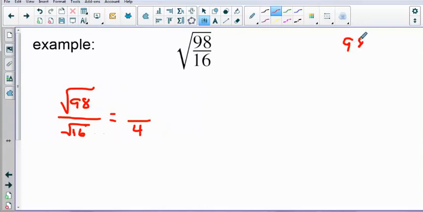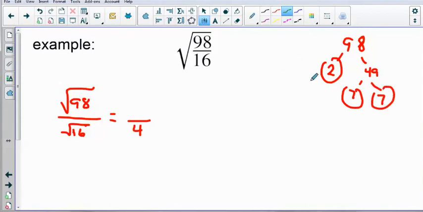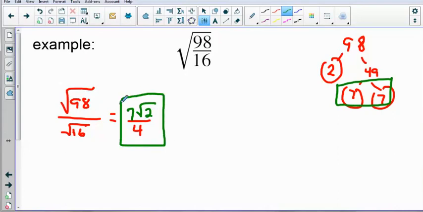98, I wasn't quite sure, so I break it down, and 98 is 2 goes in, and it goes in 49 times. 2 doesn't work, 3 doesn't work, 5 doesn't work, 7. 7 does work, and that ends up being 7 times 7. Looking for a group of 2, and there they are. And so the 7 comes out, and the 2 stays under, and there's the answer to that one. Again, these are skills that you've already used. We're just using this new format of how you rewrite a fractional or a divisional radical.